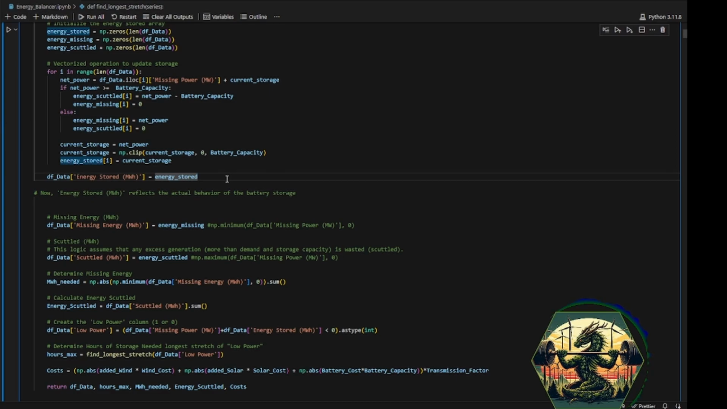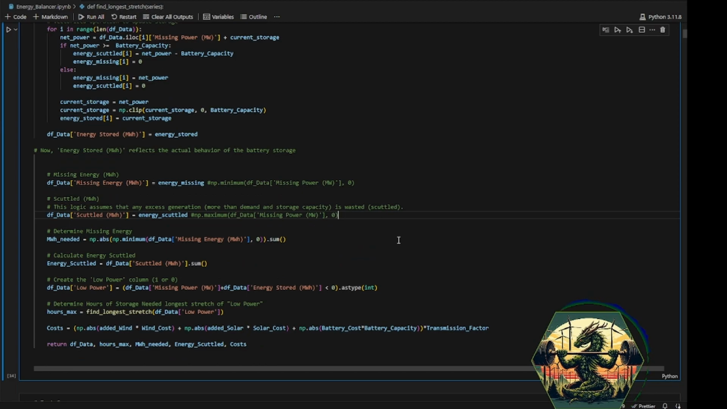Anyway, once you're completed, you're able to take your arrays and say your stored energy is just that energy stored function, your missing energy is just the missing energy, and then your scuttled energy is just the scuttled energy. The megawatts needed is there to determine how much missing energy there is. So if you have energy that goes below 0, then that's really, really bad. So I just calculate all of the energy below 0. And this is where the minimization function takes care of making sure that is never below 0.